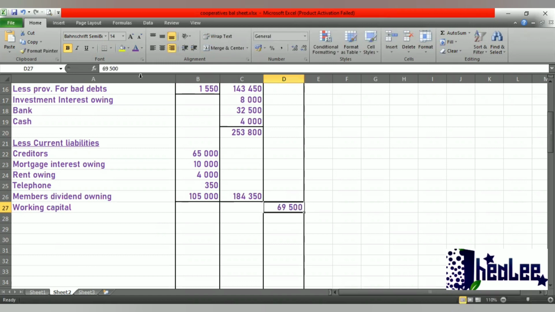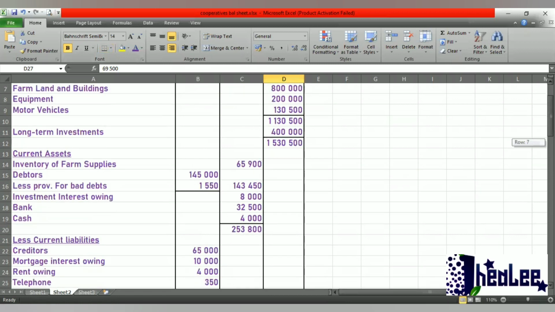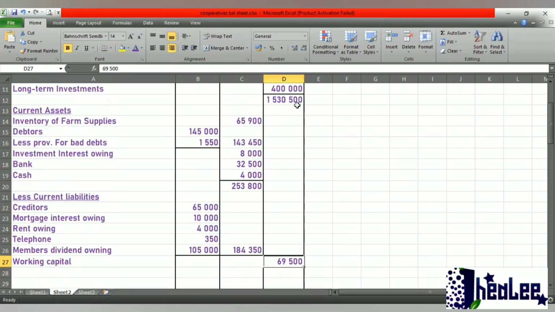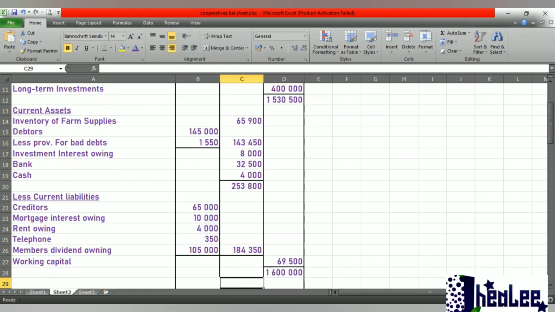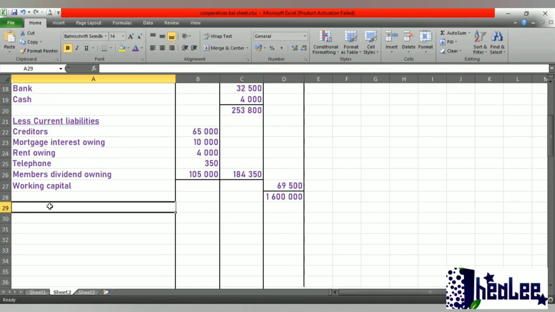This figure, we are going to add it to our total fixed assets and investment there, which is 1,530,500 plus that 69,500, and that gives us $1,600,000. Our next step is to subtract our long-term liability.